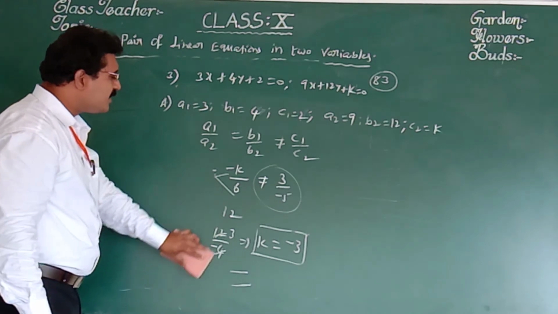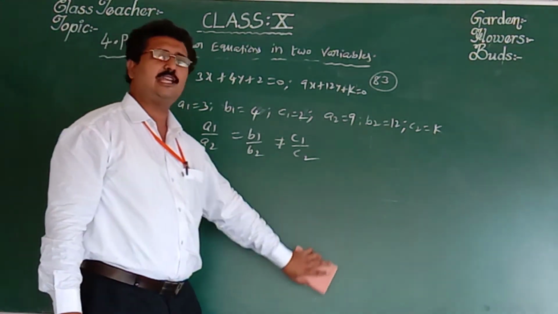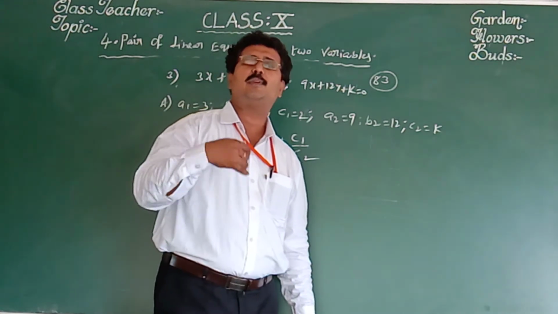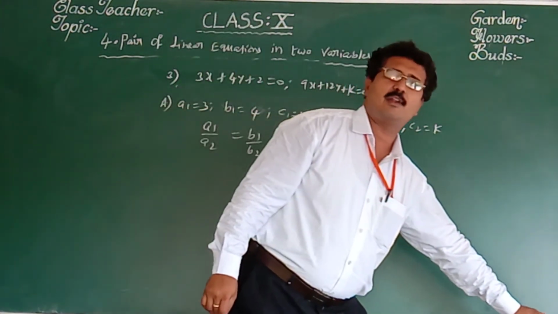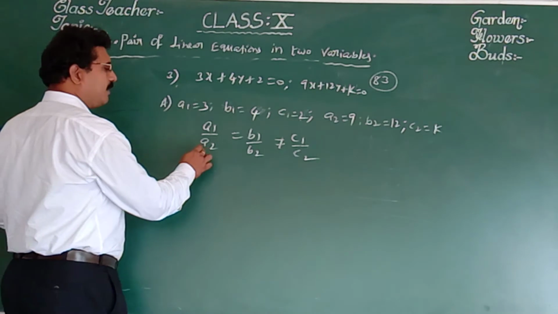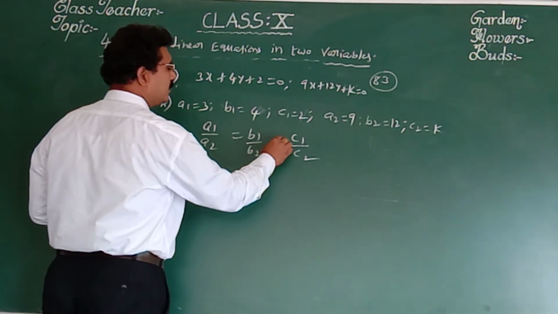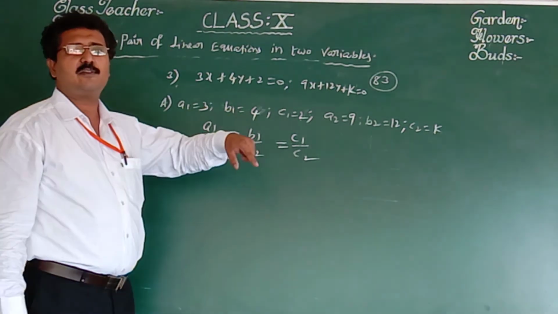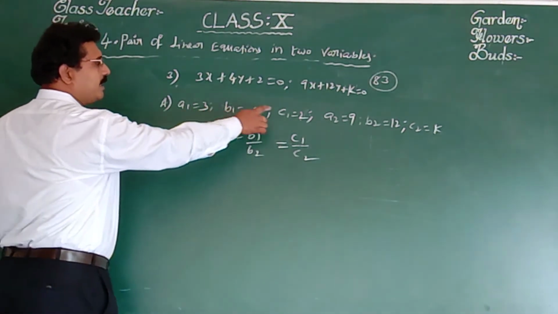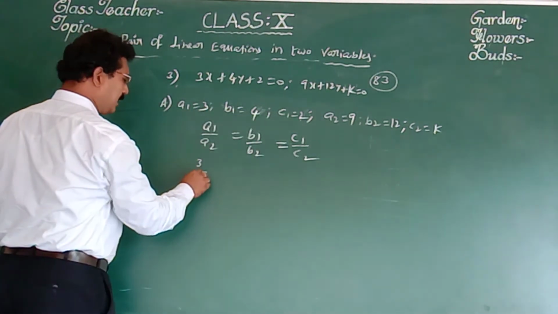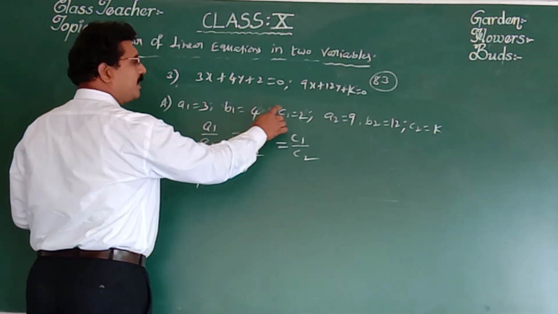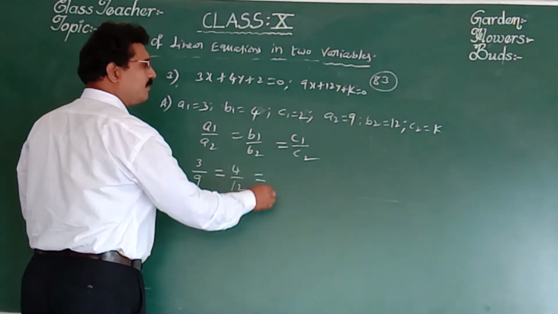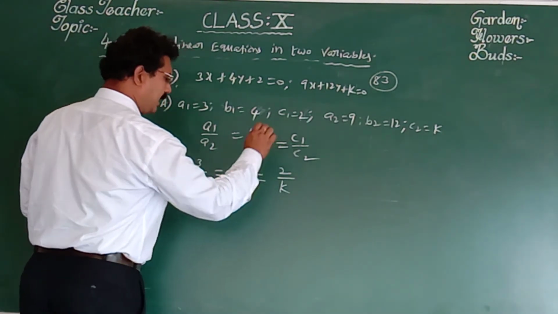Now what is the condition for coincident lines? Coincident lines means they are dependent. So that's why a1/a2 = b1/b2 = c1/c2. For that, any two you take which is related with k. Now a1/a2, that is 3/9, equals b1/b2, that is 4/12, which equals c1/c2, that is 2/k.